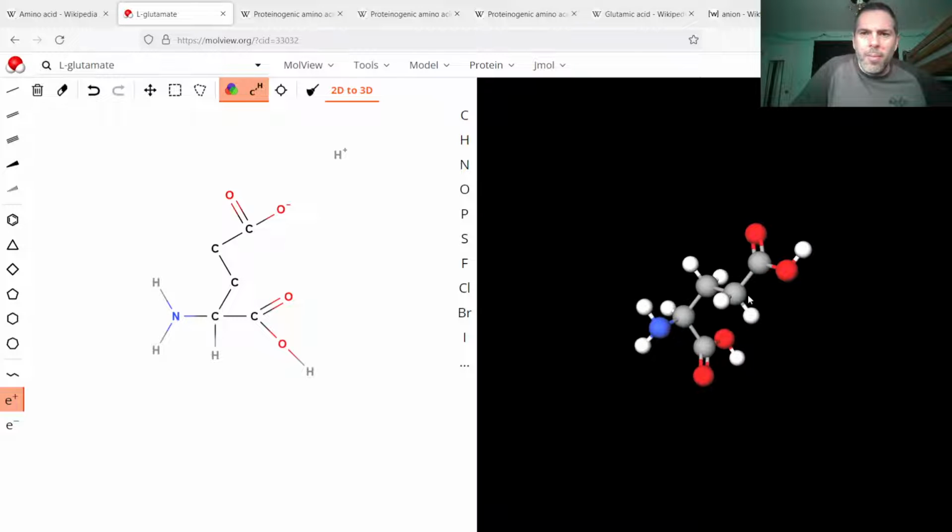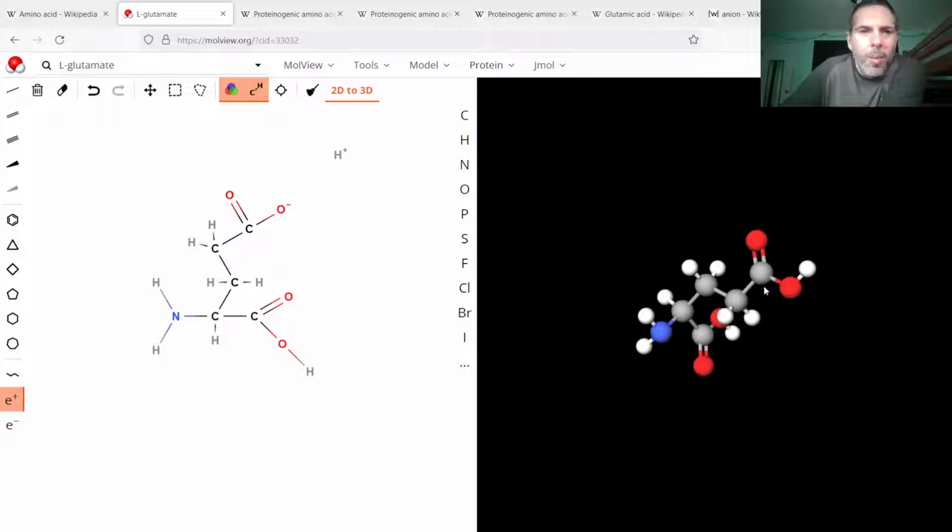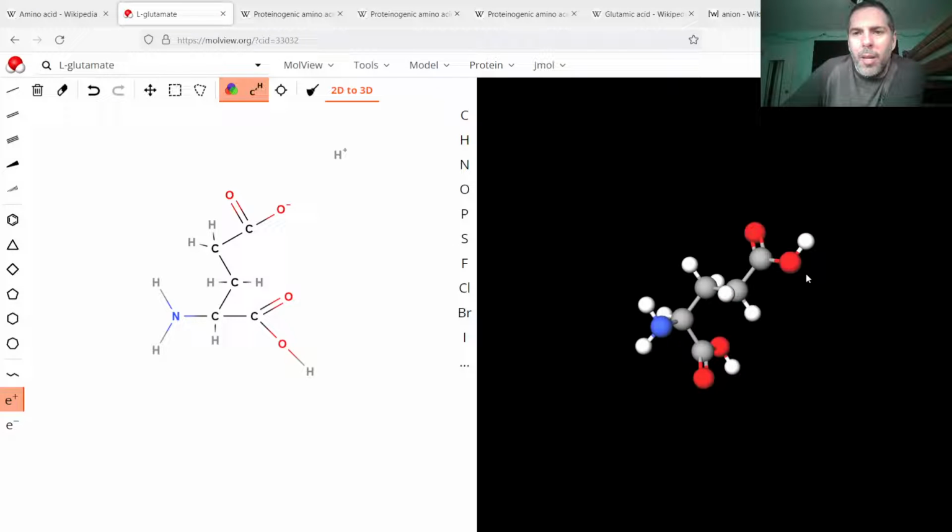So you can see, let me draw the hydrogens on this. You can see a couple of carbons in the chain before you get to the carboxyl group at the end. It's showing a hydrogen here, but at cellular pH, that hydrogen is going to dissociate, and the molecule acts as an acid and becomes the conjugate base glutamate.